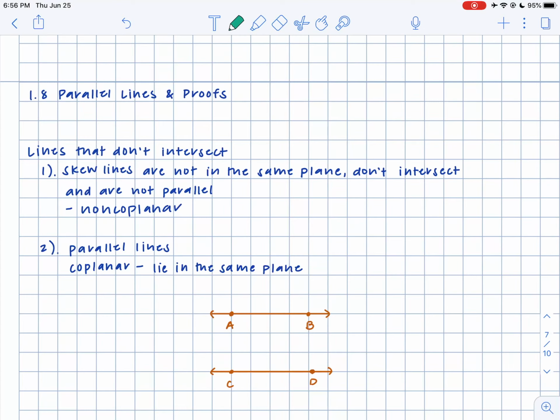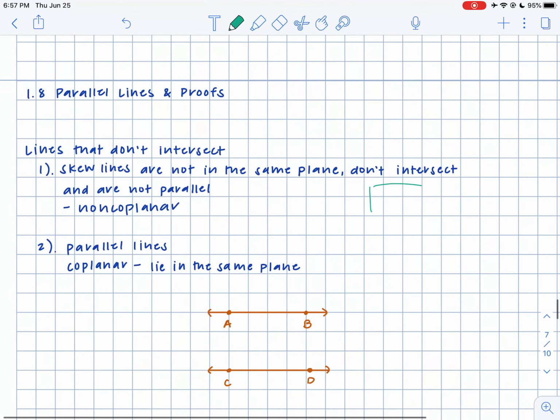So before we get into that, let's talk about two types of lines that don't intersect. So the first type are skew lines. They're not in the same plane and they don't intersect. Also, they're not parallel. One thing to note is that they are non-coplanar, which is just a fancy word to say not in the same plane.